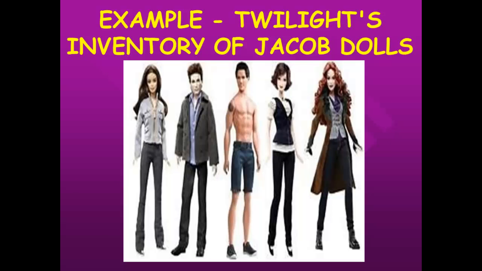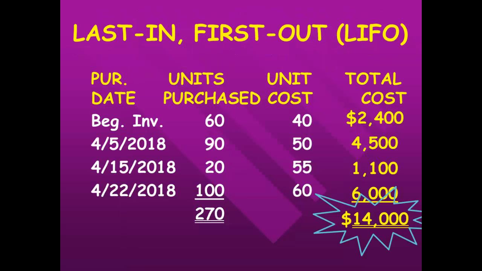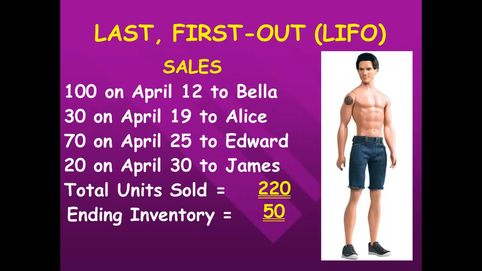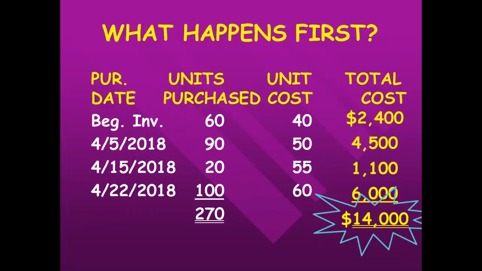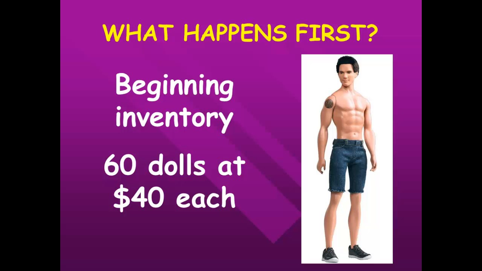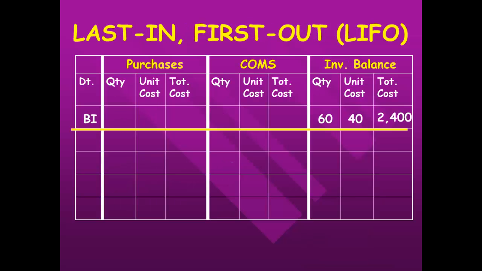Let's go back to our dolls. Same info as before. Our check figure is still $14,000. When we finish, we ought to be able to add the two figures together and still come back to $14,000. Same information about the sales. None of that's going to change either. Date-wise, what happens first? I got my beginning inventory first, right? And I've already filled that in for you. Do you see where I filled that in on the inventory card for you, the 60 at 40?